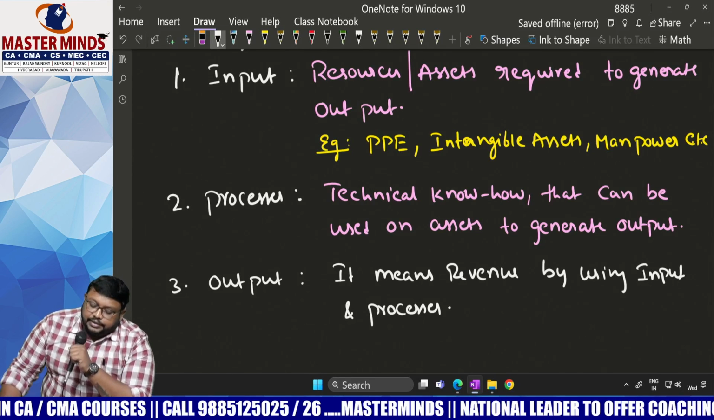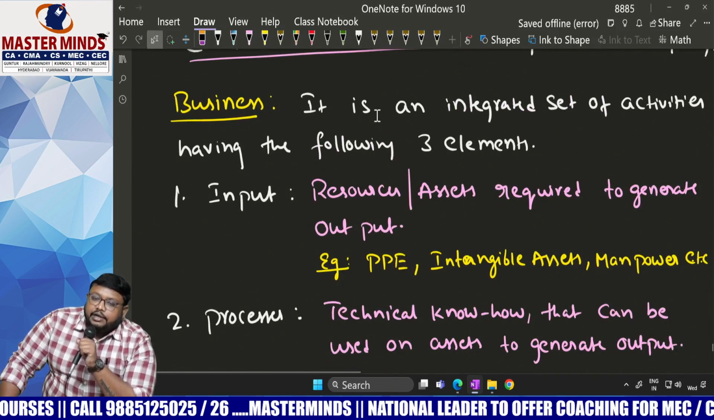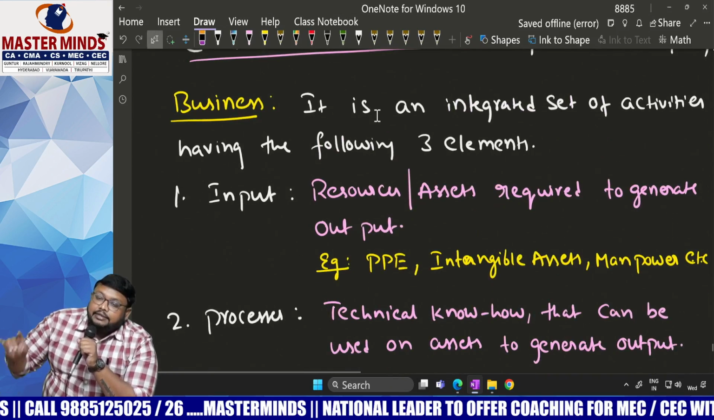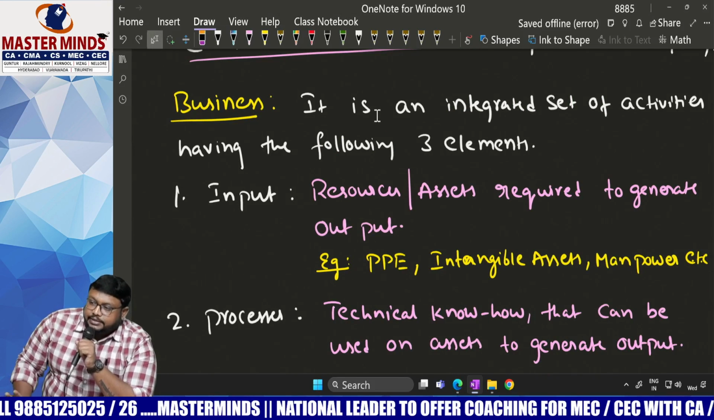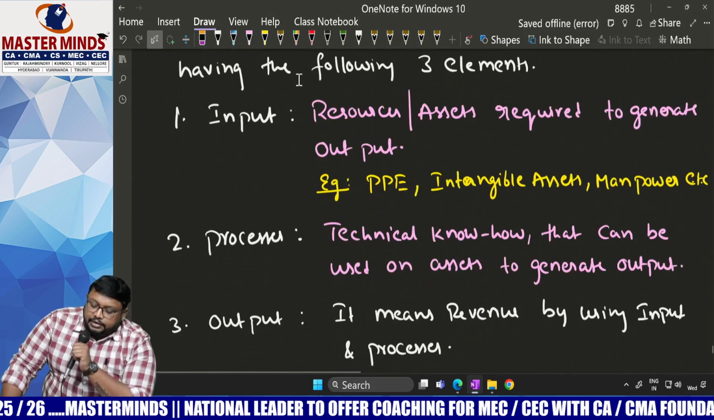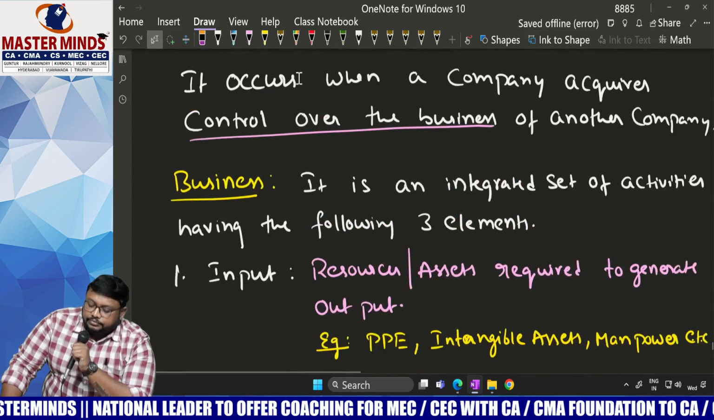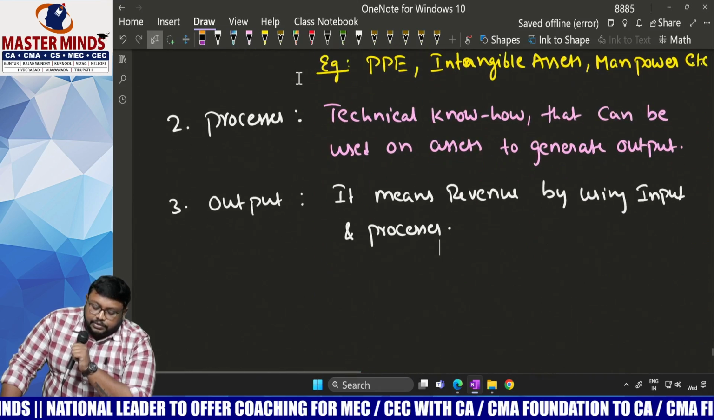So as we discussed, control over the business of another entity means the other entity should compulsorily have a business. Only then is it taken into consideration as a takeover of business. Clear? Next, put the heading control.